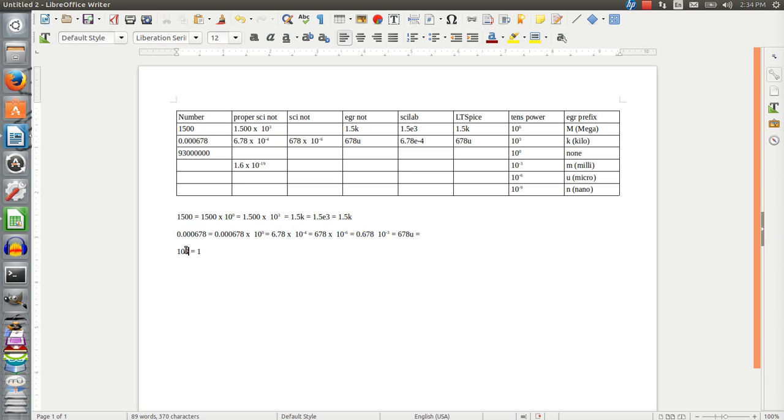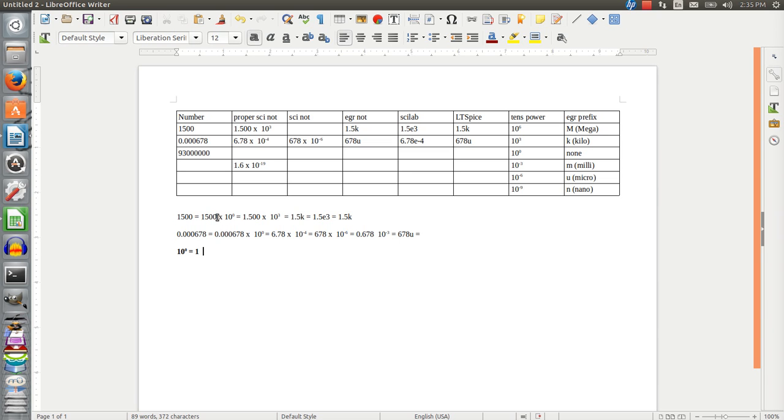And if I get my superscript right, it'll show it. And then I bold that, because that's what you need to do, and you need to say it till you remember it. 10 to the 0 is 1. So 1500 is equal to 1500 times 1. I'm sure you'll agree with me on that.